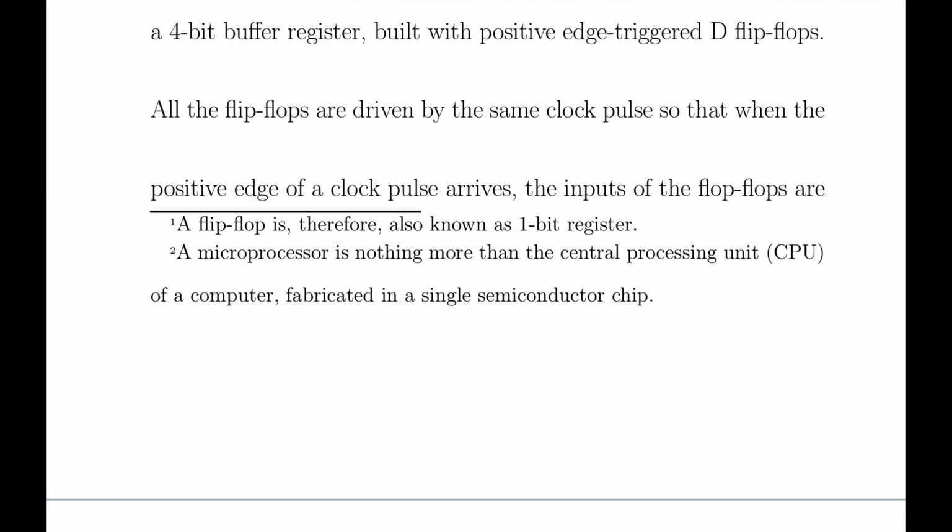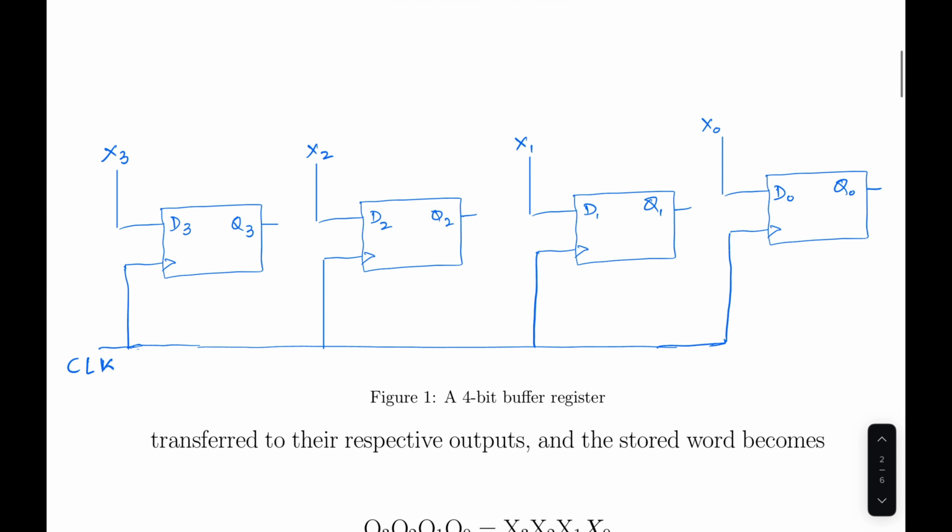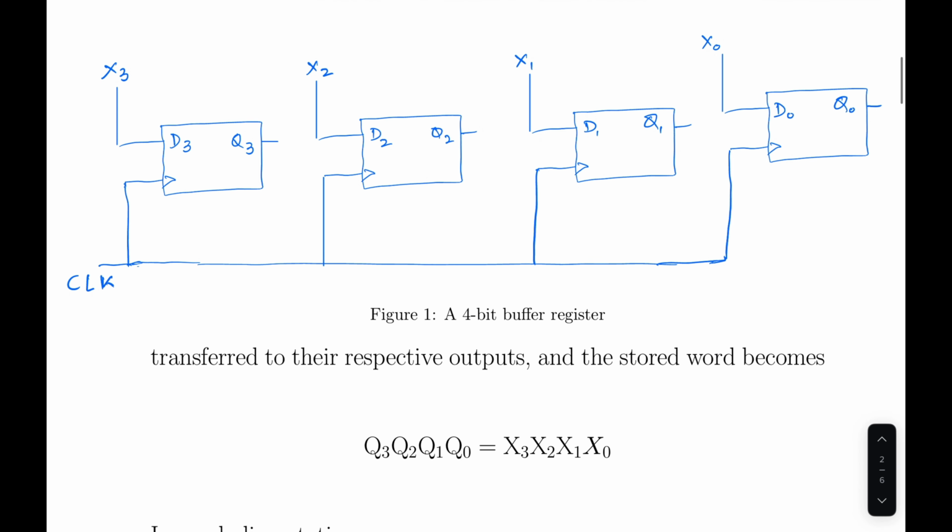All the flip-flops are driven by the same clock pulse, so that when the positive edge of the clock pulse arrives, the inputs of the flip-flops are transferred to their respective outputs, and the stored word Q3, Q2, Q1, Q0 becomes X3, X2, X1, X0.